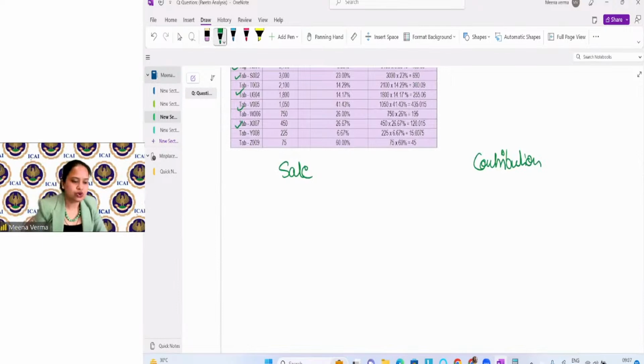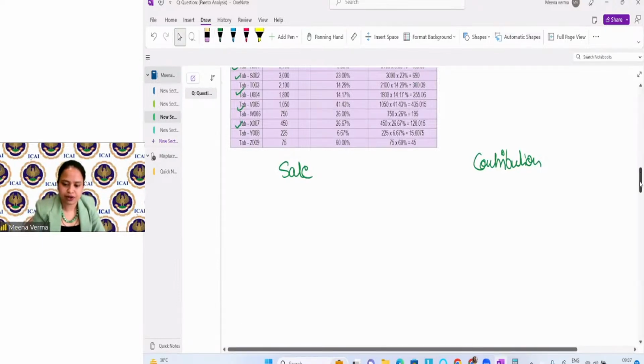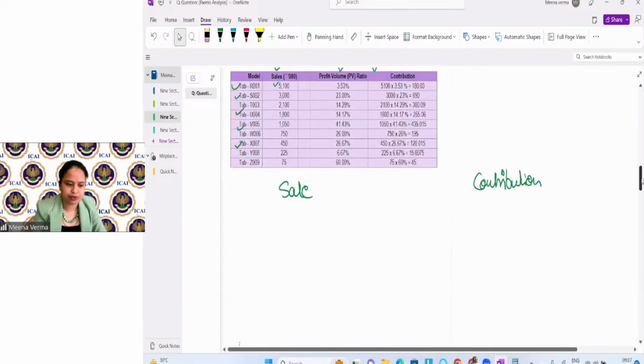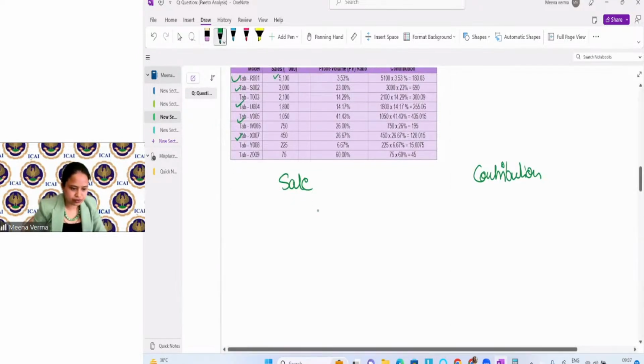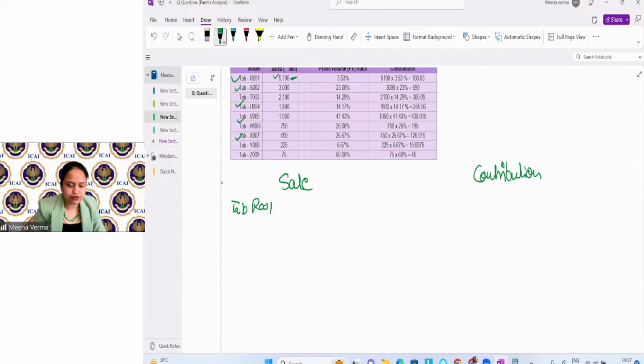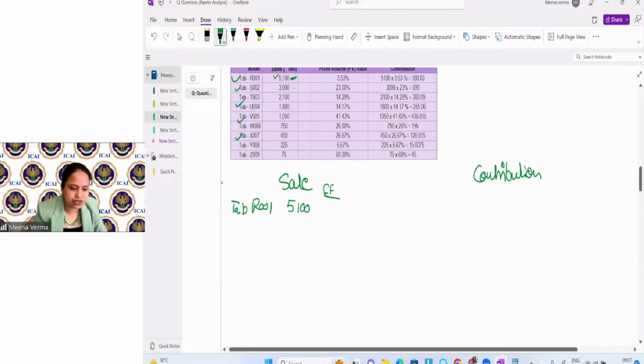All right, so how will we do it? We will again prepare a table. We will consider the values and we will prepare a table. You will see out of them, which one will give you the highest sale. So you can see tab R001 will give you the highest sale, which is 5,100. This is the highest sale we have. Find the cumulative sale. Then after this, the second highest will be this one.